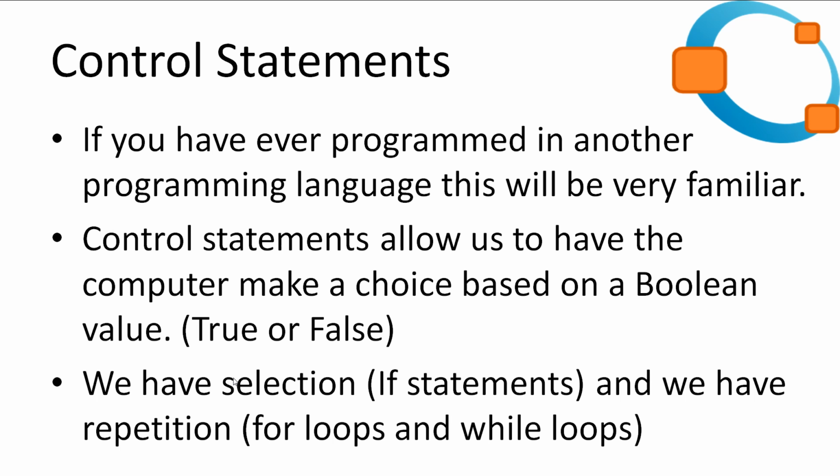If you have ever worked with another programming language before, this will probably be very familiar for you. Control statements allow us to have the computer make a decision based on a Boolean value of either true or false. The two control statements that we have in Octave are selection, being if statements, and repetition, which is the for and while loops.